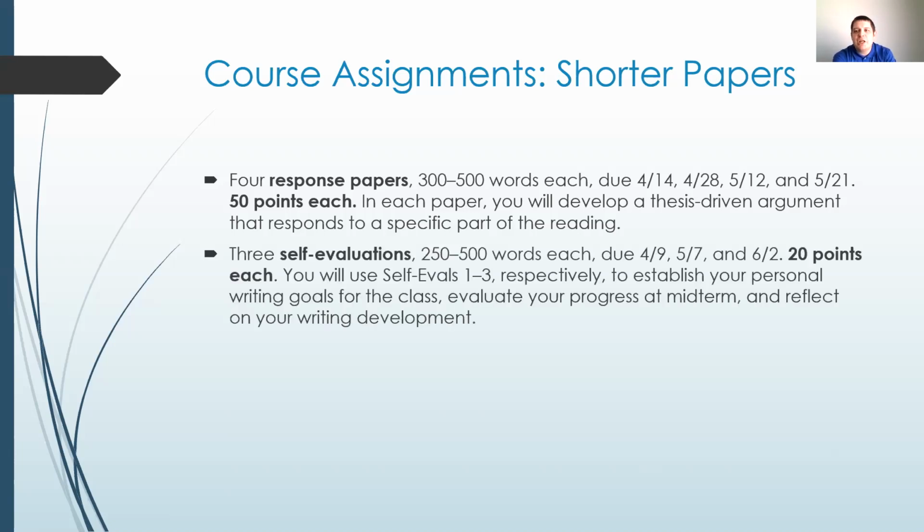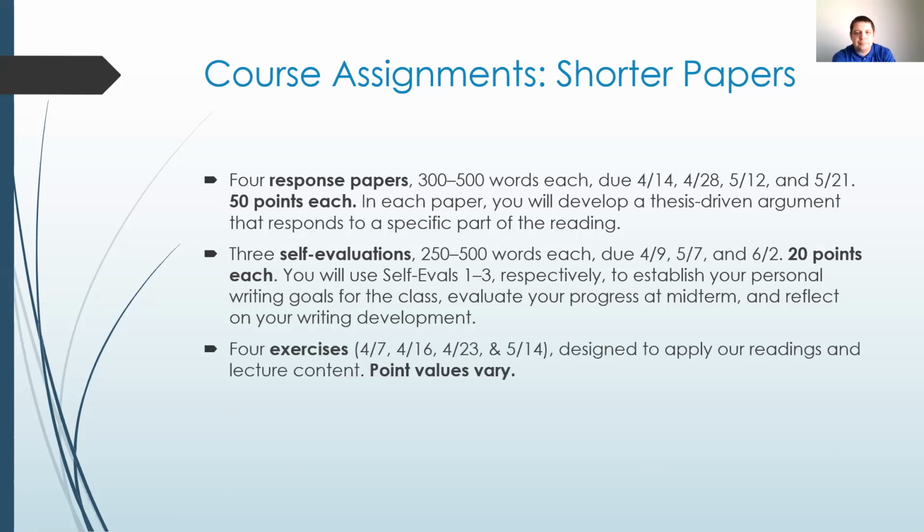We'll also write 3 self-evaluations this quarter, starting this week. So in week 1, your first one is due on April 9th, and then you write one at midterm, May 7th, and one at the end of the quarter on June 2nd. You will use these to first set up your personal writing goals for the class. Second, to evaluate your progress at midterm, how have you done so far? And third, to reflect on your writing development at the end of the quarter. These should be pretty easy to put together, but you do want to set aside time to think about those and draft them.